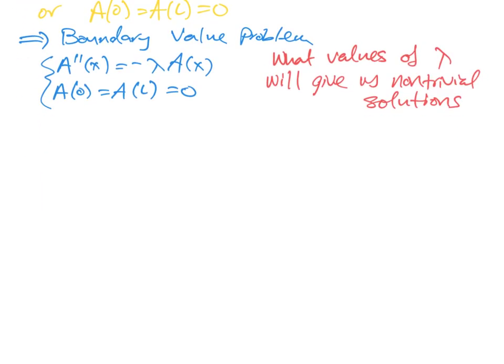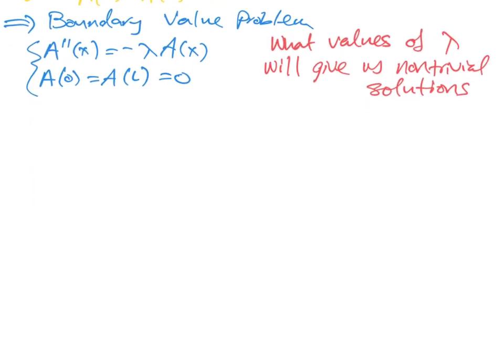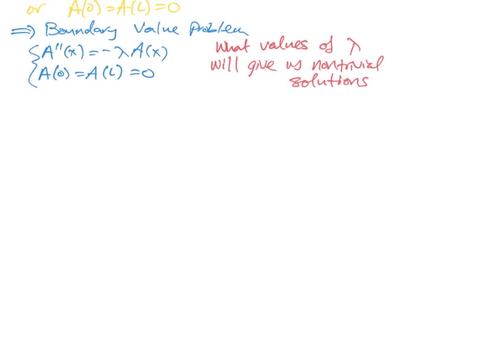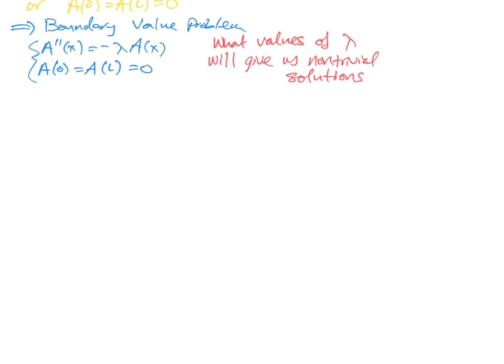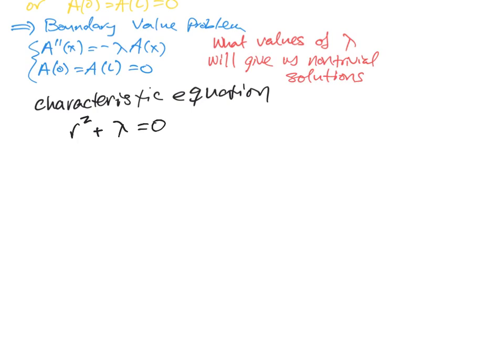So like I said, this is a second order linear differential equation with constant coefficients. And so we can find the characteristic equation. Which, if we move the lambda term over to the left-hand side, we get r squared plus lambda equals 0. And how to solve this and how to get solutions from this is going to depend on what lambda is.